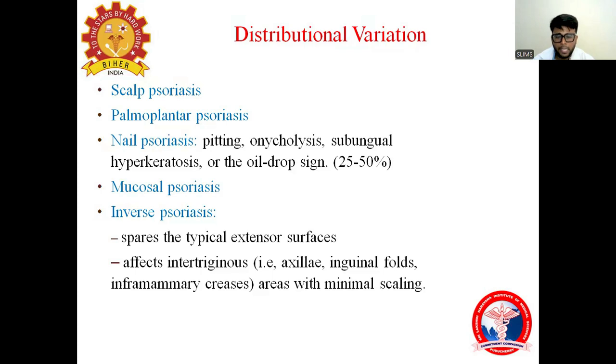And next one is inverse psoriasis. So what is inverse? Inverse psoriasis occurs in the flexural areas, mainly the inguinal folds and axilla. It is mainly seen in immunocompromised patients.